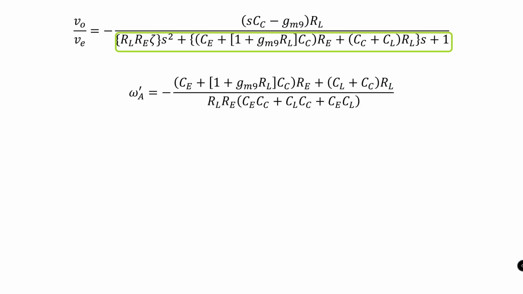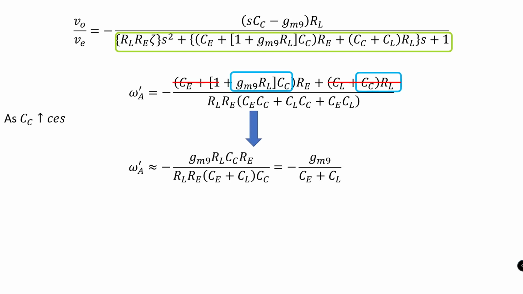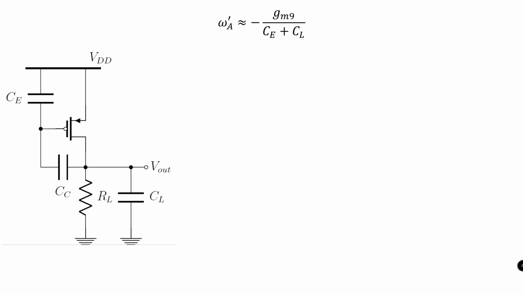Now let's focus on our non-dominant pole expression and see what happens when the value of Cc is increased. So based on the above said reason, one can strike out all other terms, leading to a much simplified expression for this omega A prime expression. Now let's learn some trick to remember this non-dominant pole expression. As shown, let me consider only the second stage in order to summarize the omega A prime expression.